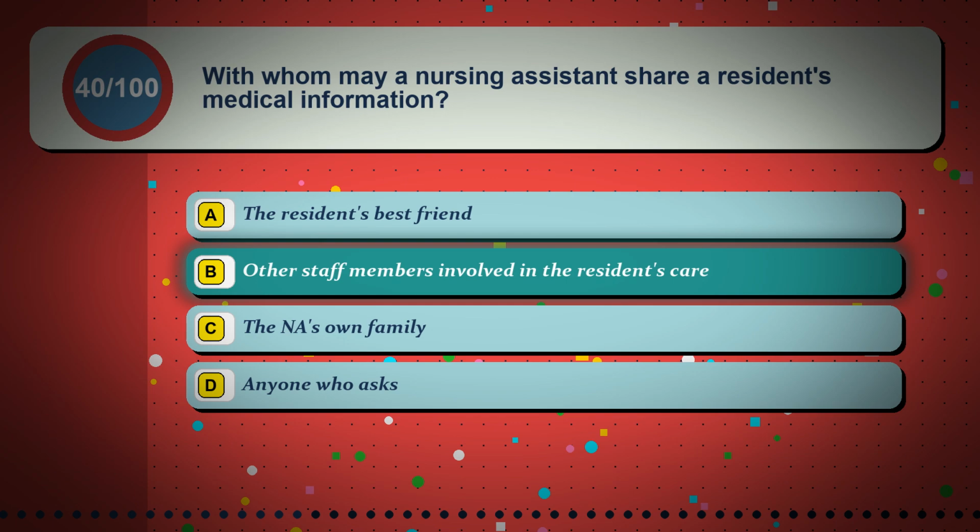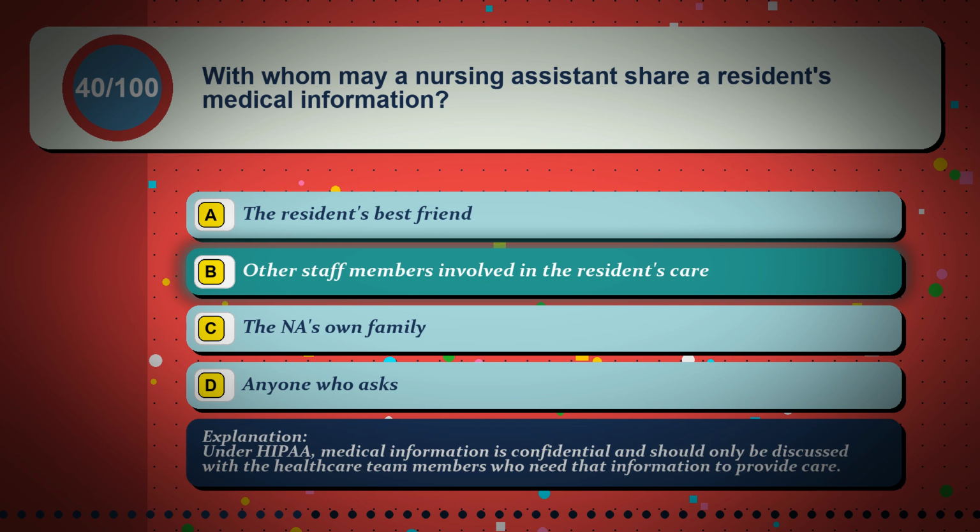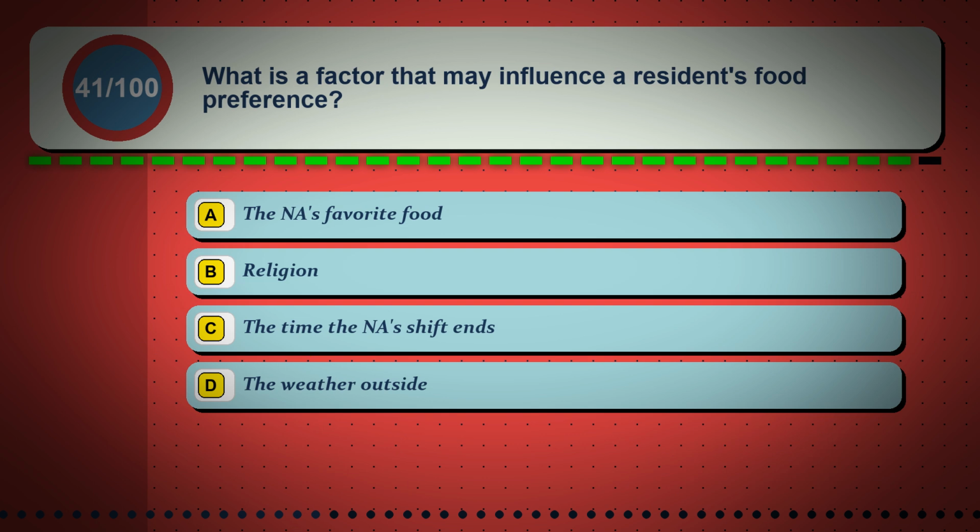The correct answer is option B. Other staff members involved in the resident's care. Under HIPAA, medical information is confidential and should only be discussed with the healthcare team members who need that information to provide care.